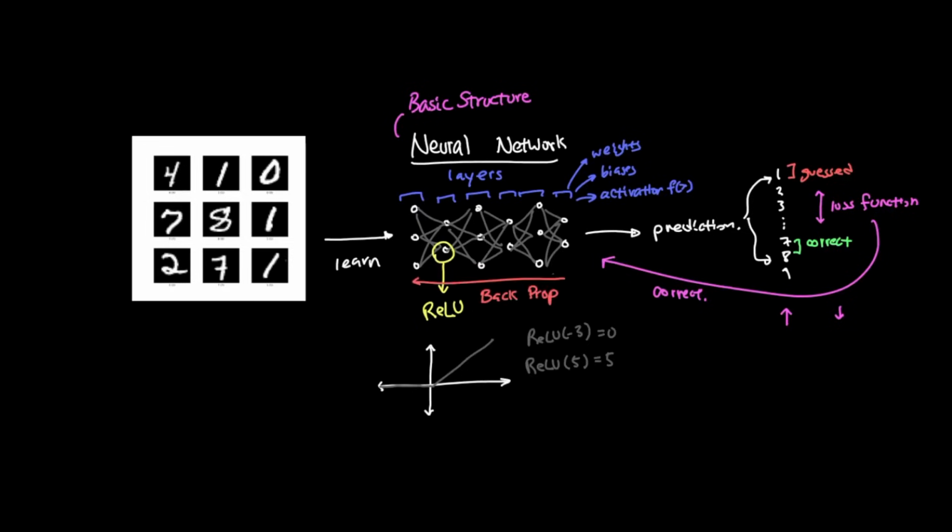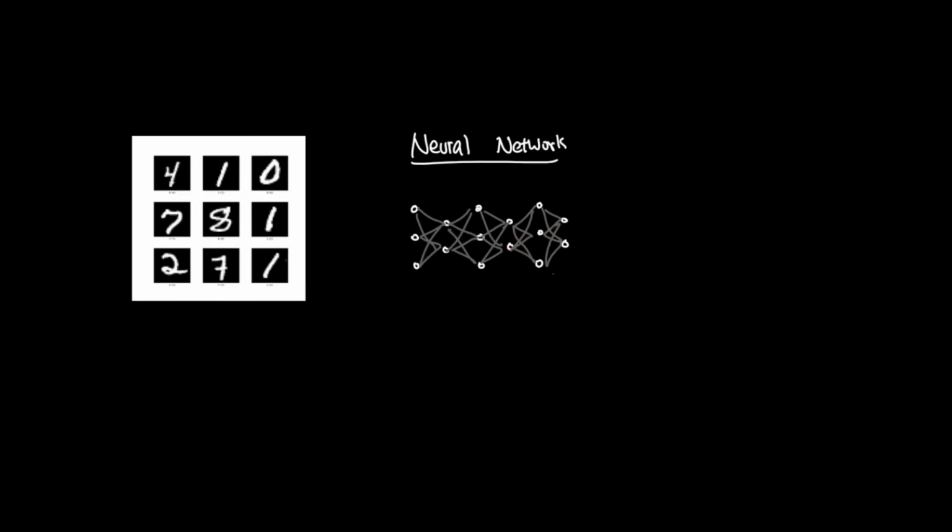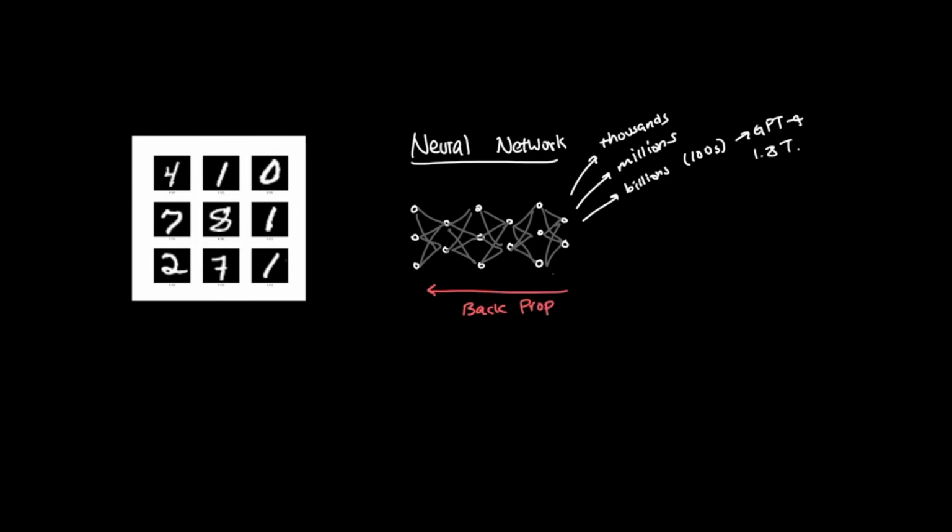Next, this is where backpropagation comes in. Backpropagation is the algorithm that works backwards through the network and figures out how each weight and bias contributes to the error. This matters because neural networks can have a lot of parameters. Instead of a few weights in a simple model, they can have thousands, millions, billions, and even hundreds of billions of learned values. GPT-4 was rumored to have around 1.8 trillion parameters. Backpropagation gives gradient descent the information it needs to update those parameters.